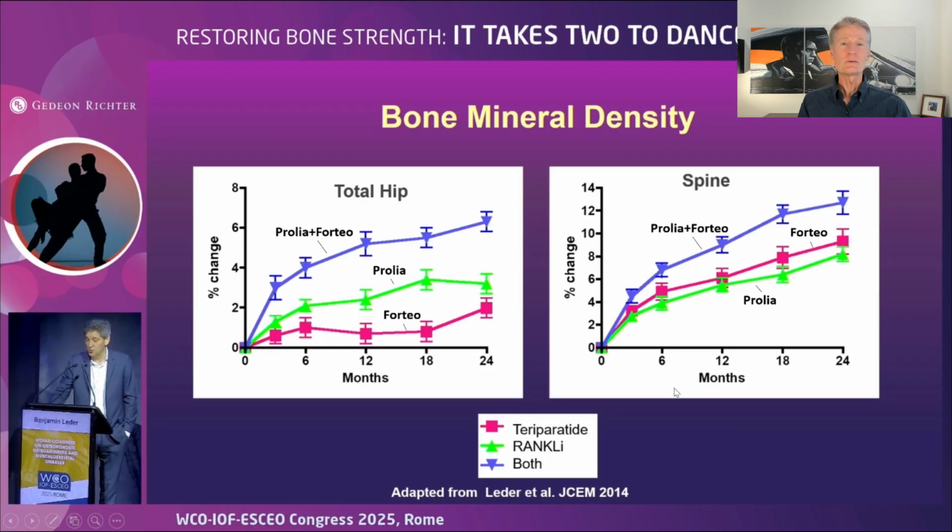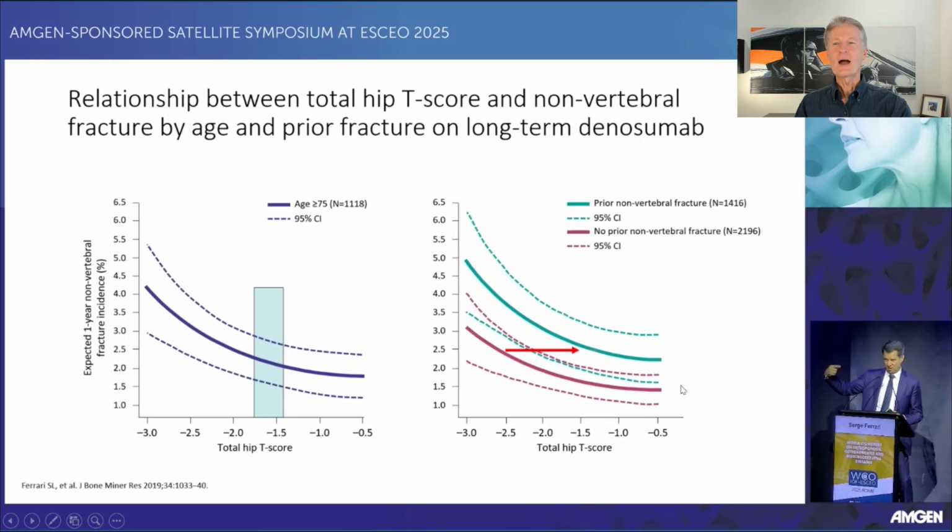And someone asked him this as well. He says, well, what about adding Tymlos to Prolia instead of Forteo? And he said, you know what? I think Forteo is going to work better. And it has to do with the CTX and P1NP markers, because the P1NP is considerably higher on Forteo than it is on Tymlos. It gets a little technical, but if you want me to explain it, maybe I can do that on a Saturday. Okay. All right, which takes me to this slide.